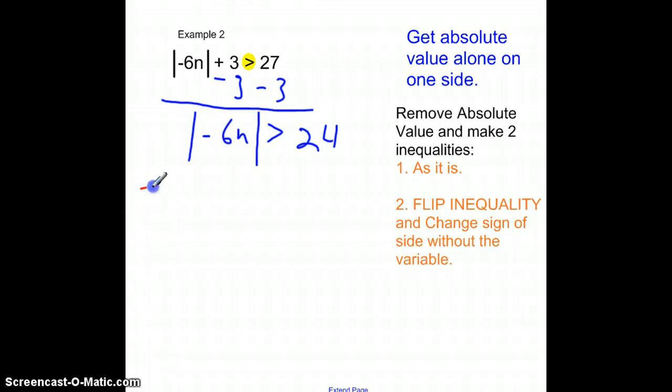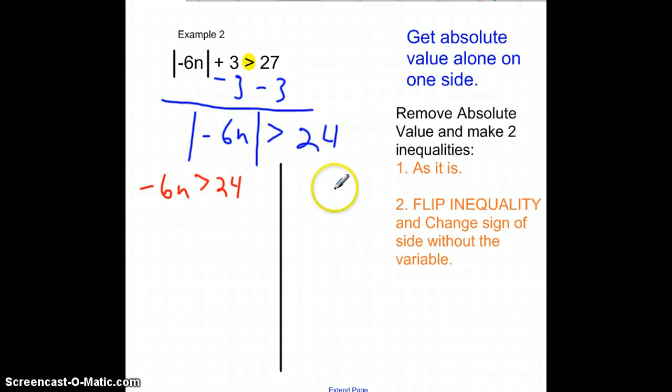First one exactly how it is: negative 6n greater than 24. Alright, second one, we're going to flip the sign and also change the sign that we have over here. If you think about when we did the equation, we just had negative 6n, then we'd have a negative 24. If it was an equation, we would put the equal sign here, but it's an inequality, so we're going to flip that.